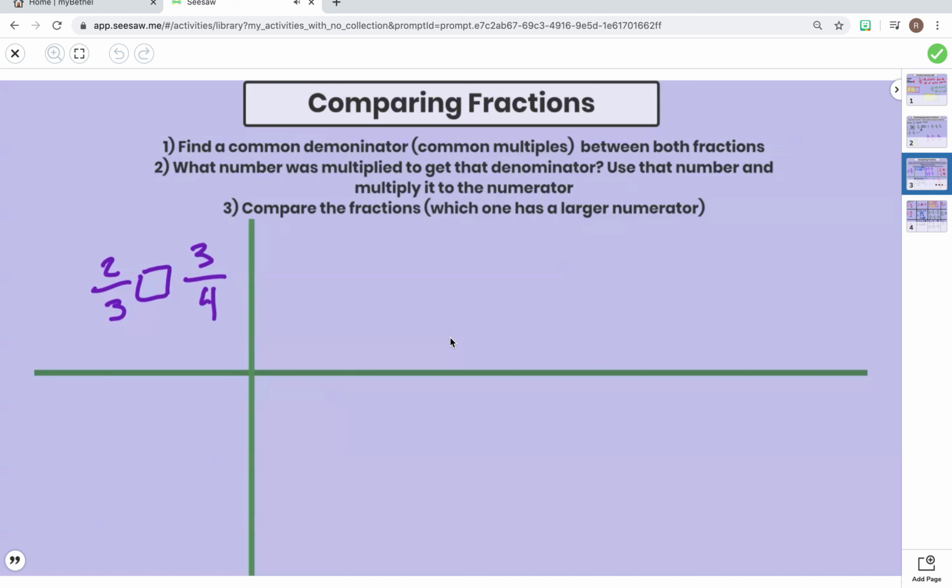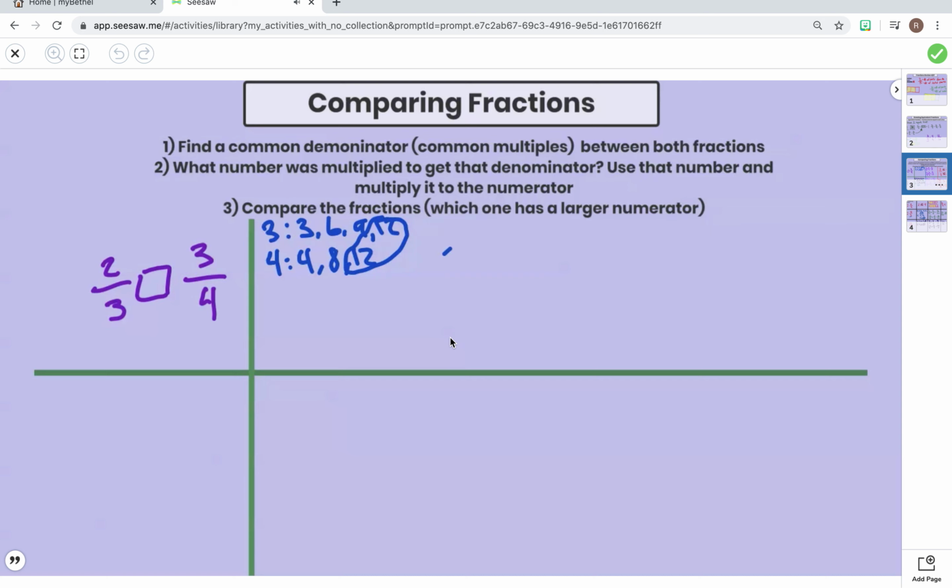Our first step says to find the common denominator or find the common multiples for the denominator between both fractions. Okay, so our denominators are 3 and 4. So the multiples of 3 are 3, 6, 9, 12, while 4 is 4, 8, 12. Okay, and we want to use the very first multiple that they have in common. So we're not going to work with really big numbers, okay? So that was our first step.